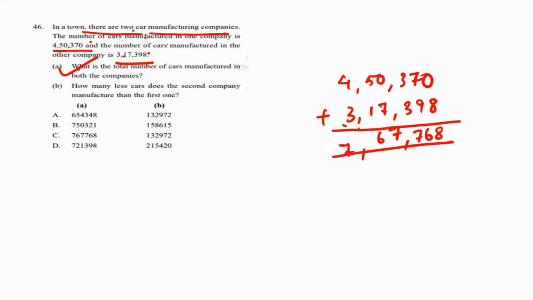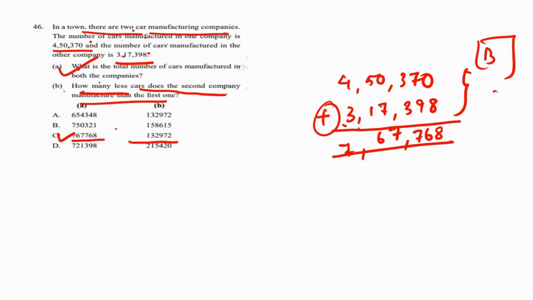7,67,768. That is there only in one option. So do we really need to find the second part? Not really required. We already have our required answer. Still, if we just need to know what the second part is all about, how many fewer cars does the second company manufacture? Similarly, in the next one, we just need to subtract both the numbers of cars manufactured, and that would give us the required second part.